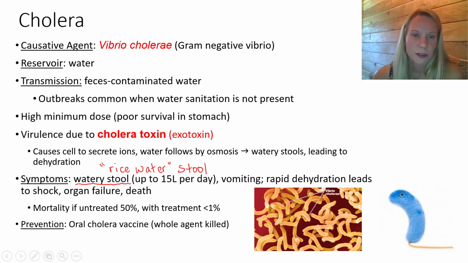So the major concern is death caused by rapid dehydration, leading to organ failure and death. Very high mortality, 50% if you're untreated. There is a preventative vaccine. There's an oral cholera vaccine that can be given, although there are still epidemics of cholera every once in a while in the news because not all countries vaccinate their populations.